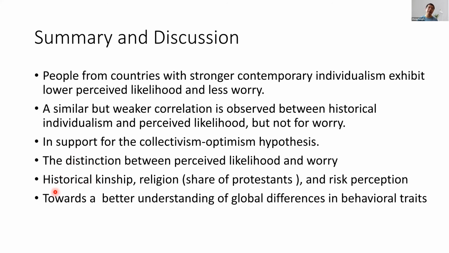It's generally very difficult to talk about the underlying mechanism in a simple linear regression. So it's possible that historical kinship tightness has some interaction with religion, for example the share of Protestants in the population, and this may overall have some kind of behavioral feedback with risk perception and risk-taking behavior. But I think our study does not have the statistical power to detect the more complicated structure.